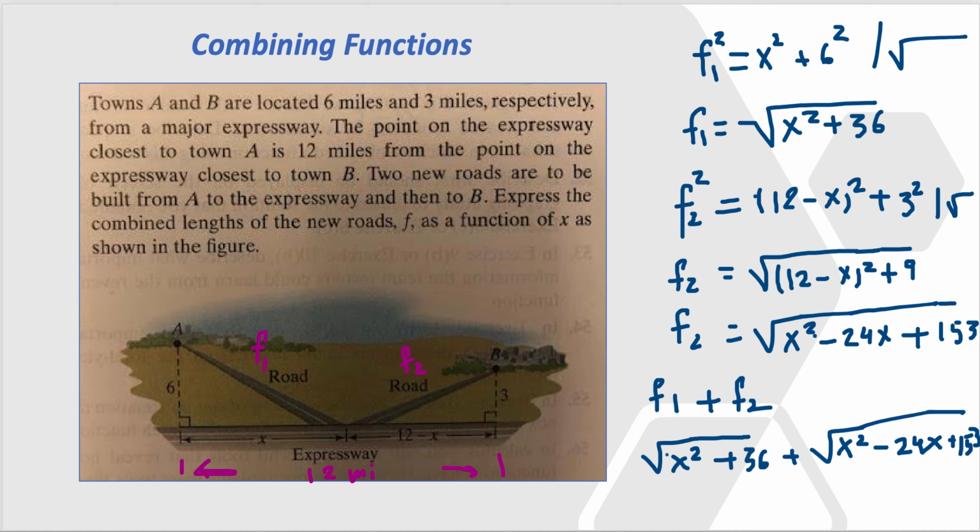So this is the combination, and we already expressed the length of this road and the other road as a function of x. We finished this example.